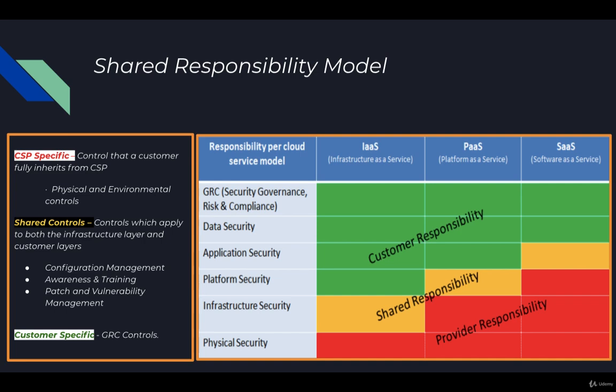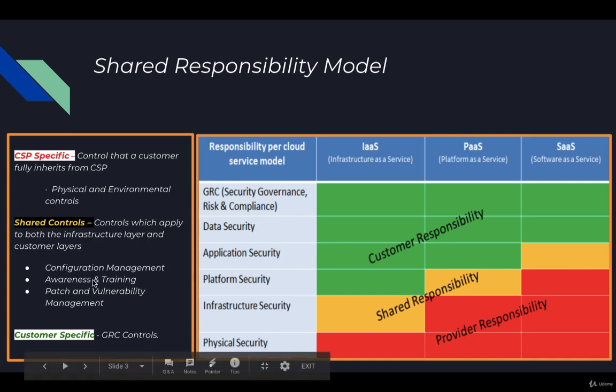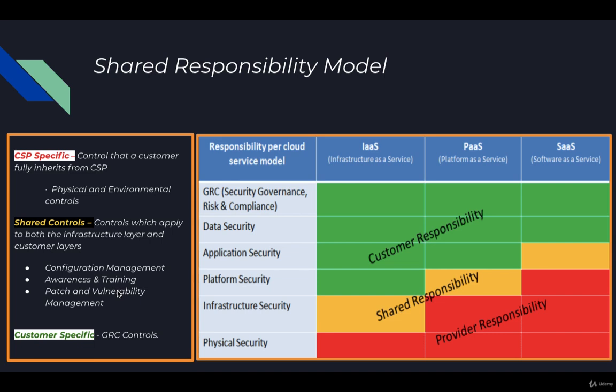Then the shared controls are controls which apply to both the infrastructure and the customer layers, like configuration management. Why is it shared? If we take the example of IaaS, the hypervisor's configuration, and everything below that layer, will be done by the CSP only. Above that are the machines you'll be building up, the VMs, and the configuration of those VMs is the customer's responsibility. Then there is user awareness and training: the CSP will provide awareness training and appropriate certifications to its users, and similarly the customer will provide awareness training to their employees.